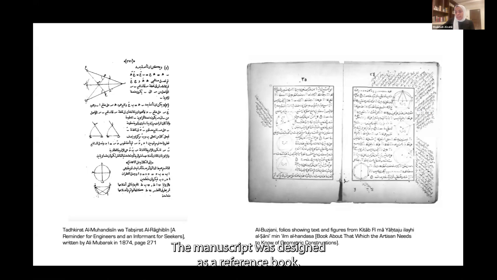The manuscript was designed as a reference book. It is a collection of articles published in the 1870s. It was dedicated to students to provide them with foundational knowledge in engineering. The articles are arranged in around 17 chapters with some supporting illustrations.